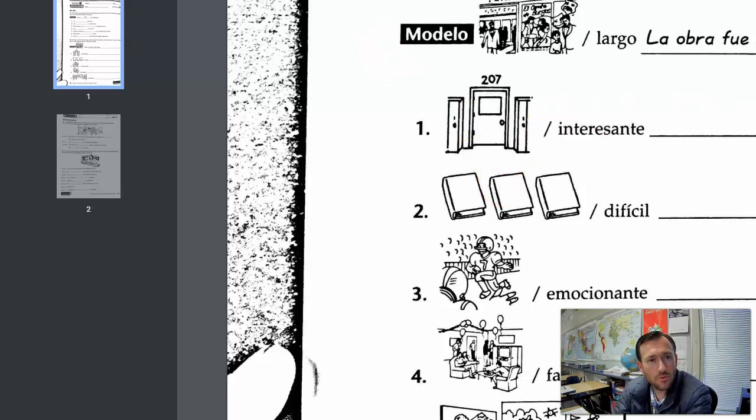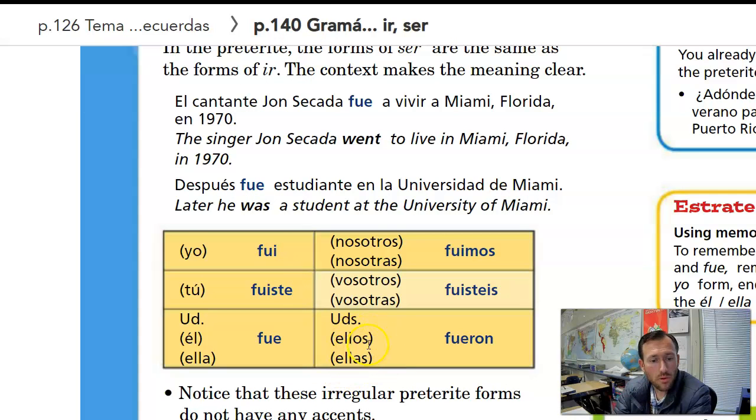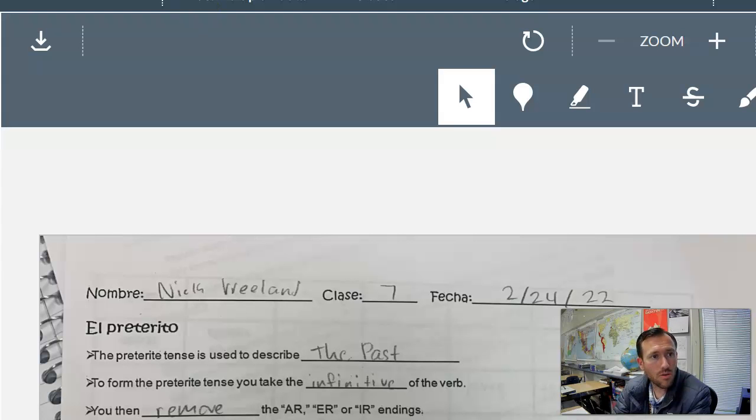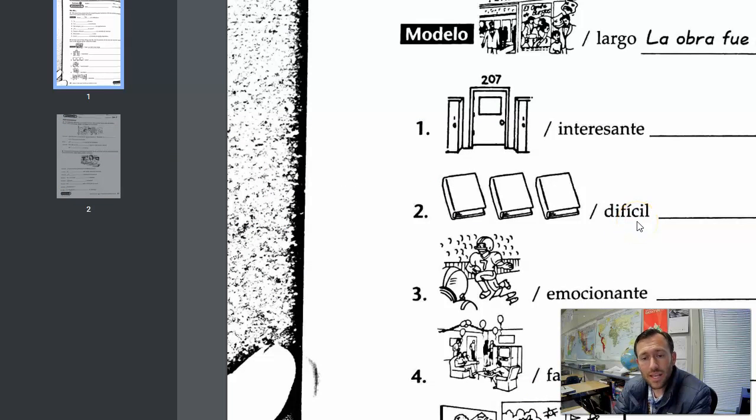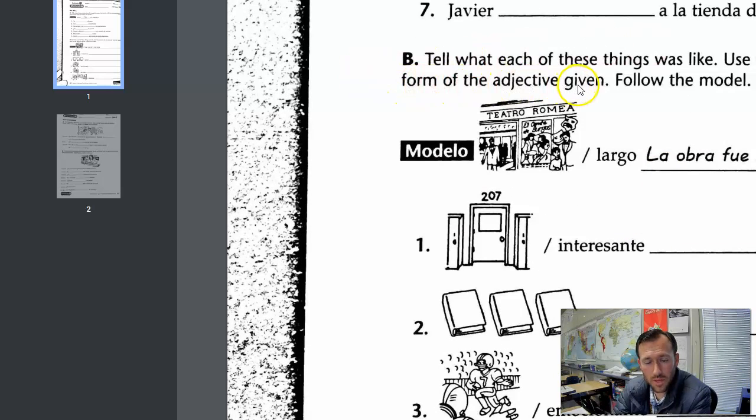Number 2, los libros is plural. We're not a part of the books, right? That's nosotros. We're going to use the ellos, ellas form because we're talking about a plural subject. Fueron. And then to make difícil plural, it ends in a consonant. So to make that adjective plural, because remember you have to have the correct form of the adjective, plural verb, plural subject, plural verb, plural adjective. To make that adjective plural, add es. Difíciles.